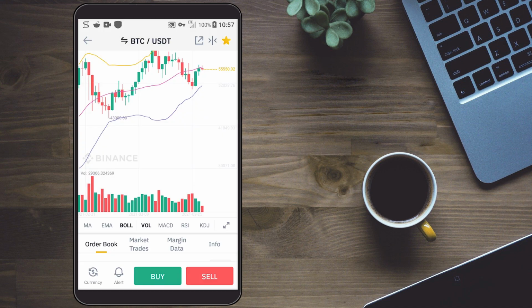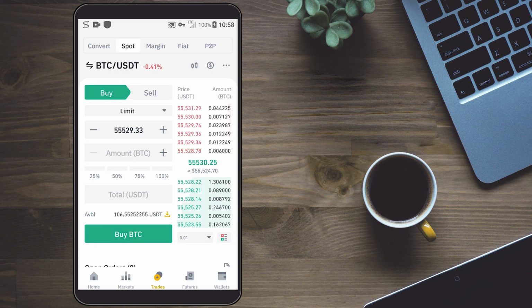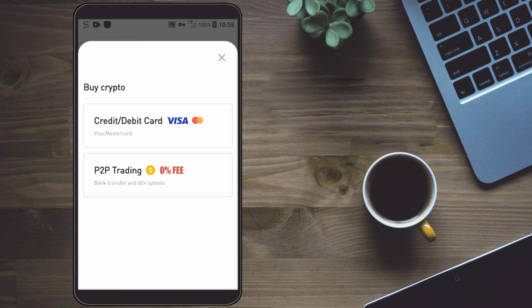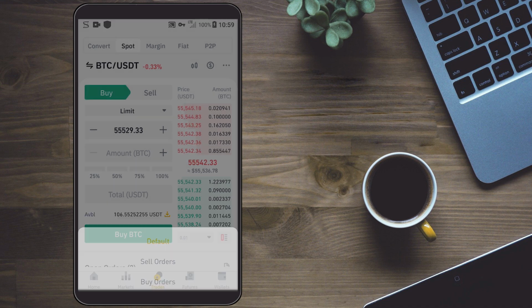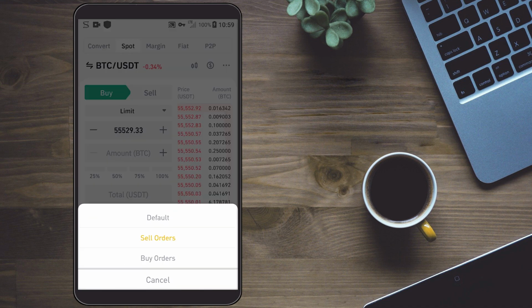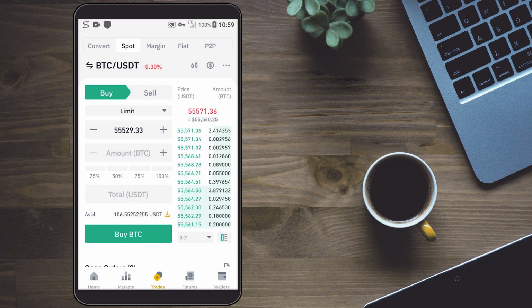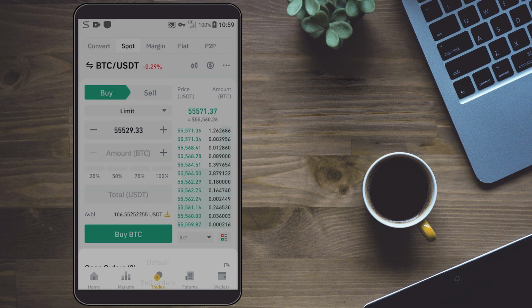Let me cancel this. And if you touch buy or sell, we go back to the previous page we were. Here, by the help of this dollar sign, you can buy crypto with Visa or MasterCard, or by the help of P2P trading that I'll explain later. Here in this tab, we have the order book. I've already explained it. By the help of this button, you can have only sell orders, as you can see, or only buy orders. We continue with both of them.